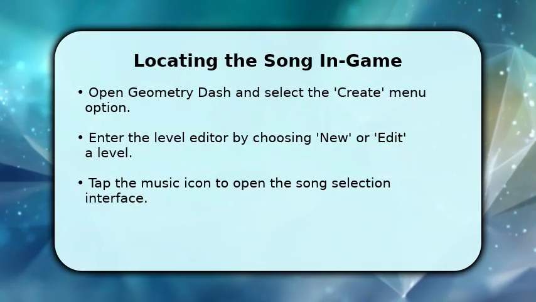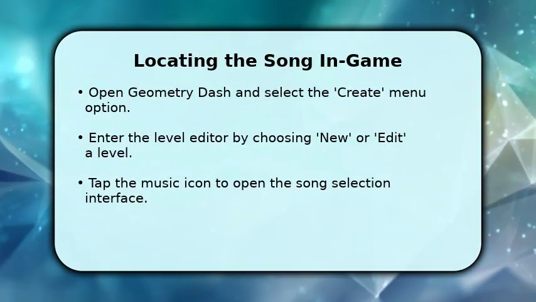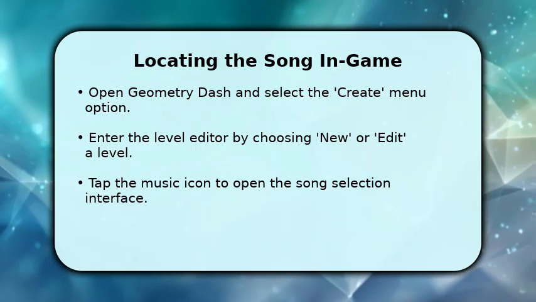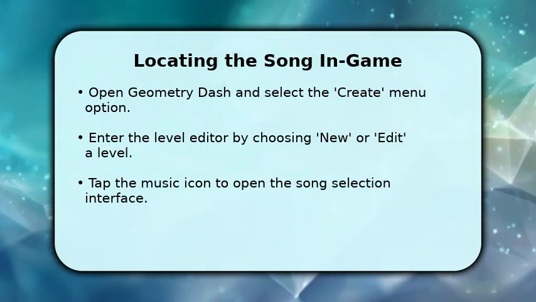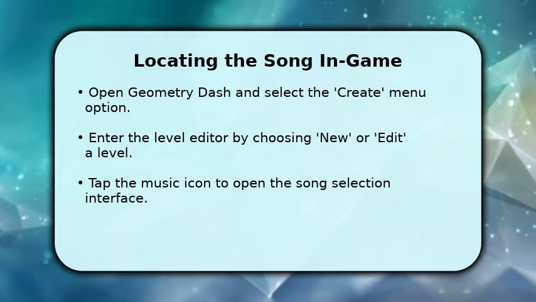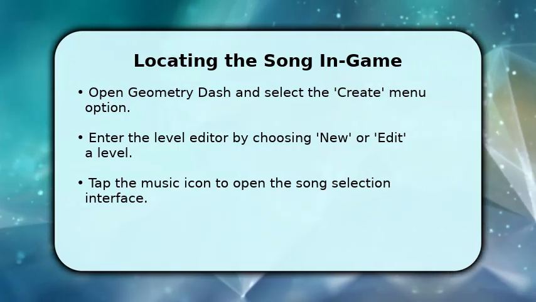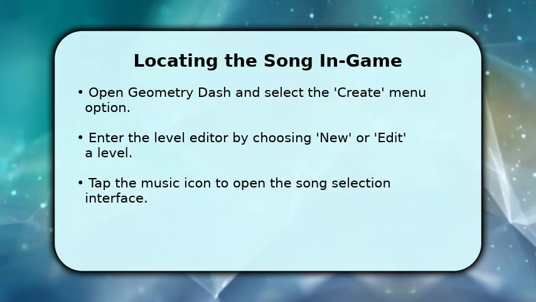To locate the song, begin by launching Geometry Dash and selecting the Create menu. Next, either start a new level or edit an existing one to enter the level editor. Within the editor, you will see a music icon. Tap this to bring up the song selection menu.